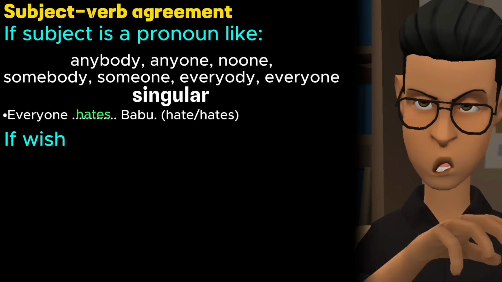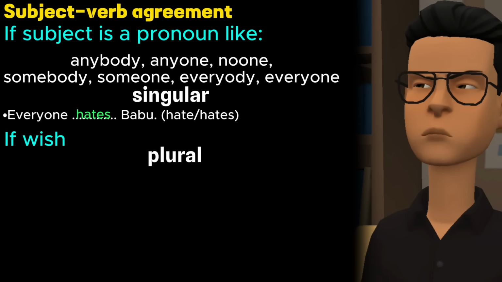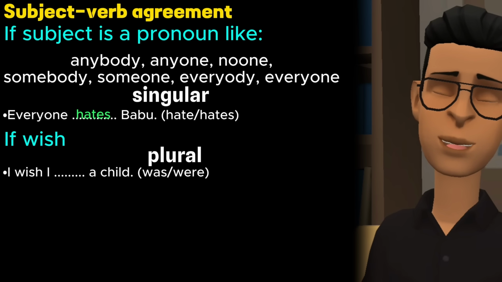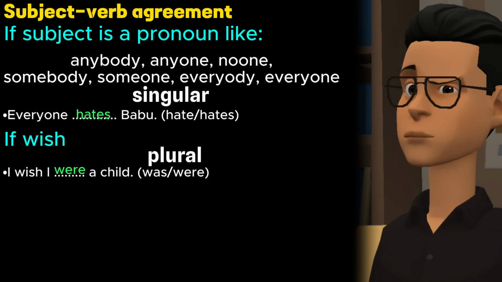If the sentence is about a wish, then the plural verb is used, according to the context. For example, "I wish I were a child." Here, "were" will be used, not "was".